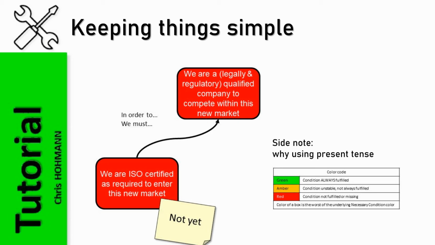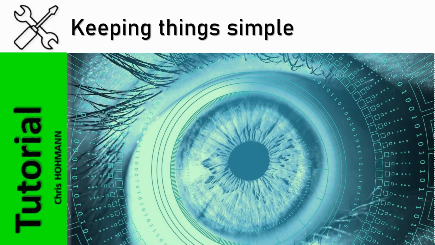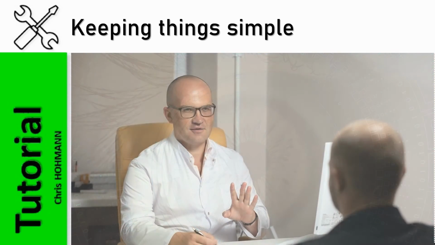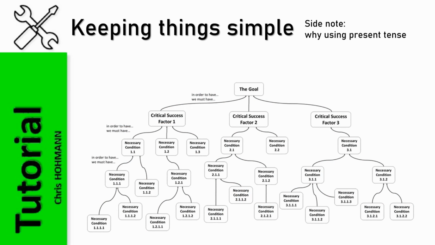A side note here: we use present tense to state the content of the entities, the boxes containing the necessary condition. The rationale behind the use of present tense is to put the tree builders in the state of mind of the future achievement, which may be questionable, and professionals of psychology may discard this, but nevertheless, the tree is then read like the goal is achieved.